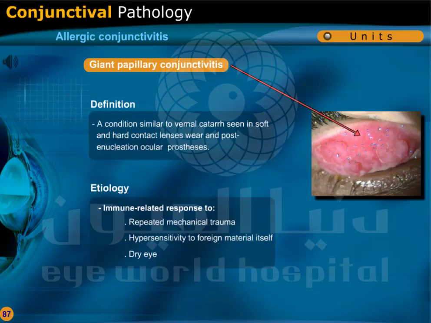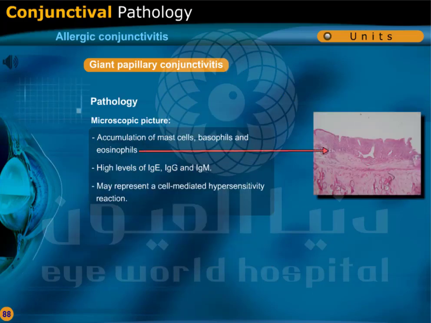Giant papillary conjunctivitis. This is a condition that is similar to vernal catarrh seen in soft and hard contact lens wearers and post-enucleation ocular prosthesis. It is an immune-related response to repeated mechanical trauma, hypersensitivity to foreign material itself, or dry eye. Microscopically, there is accumulation of mast cells, basophils, and eosinophils. High levels of immunoglobulins E, G, and M. This may represent a cell-mediated hypersensitivity reaction.